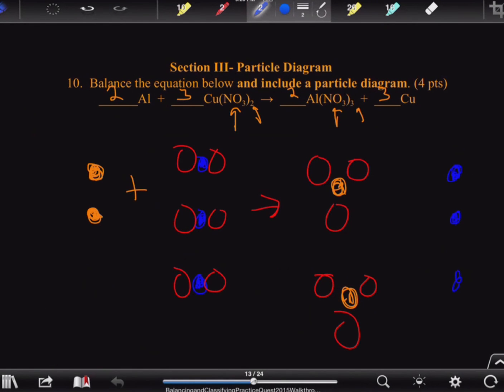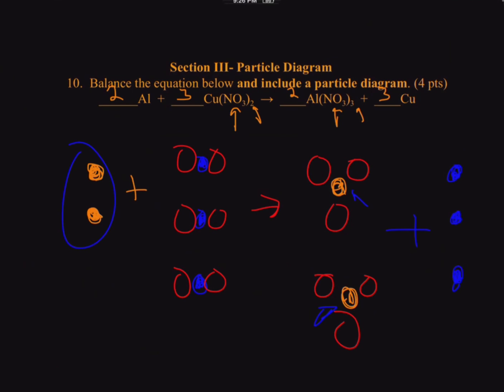So really what the particle diagram is trying to show you is, if you look, there are 2 orange dots on the left and there are 2 orange dots on the right. So I haven't changed the actual number of atoms. And then the same with the red. There's 6 red circles on the left, there's 6 red circles on the right, even though they're arranged differently and connected to the aluminum instead of the copper. There's 3 blue dots, those are the copper atoms. There are 3 blue dots on both sides. So the particle diagram just helps visualize the fact that we're talking about all the same building blocks that have just been rearranged and connected in different ways.